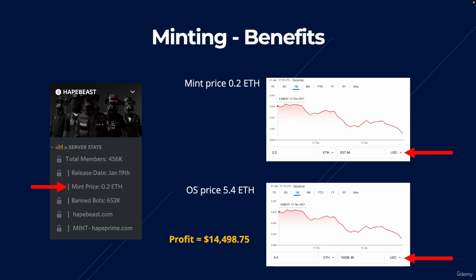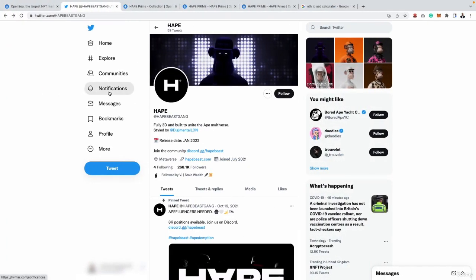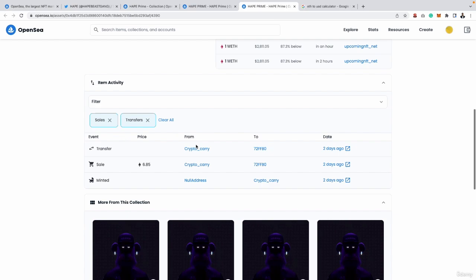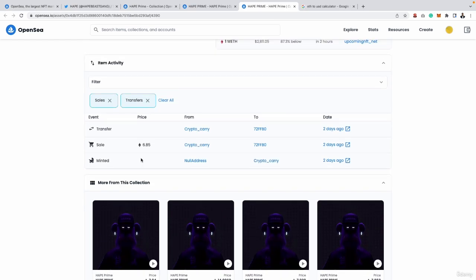Hopefully you can see one of the big benefits of why you really want to try and mint a project you are interested in, because if you manage to mint a good project, then you can make a lot of money. Now, what I've just showed you isn't just one random fluke or one random example. I even got another one right here where the person would have minted it for 0.2 and it was sold for 6.85. So again, let's look at the data.